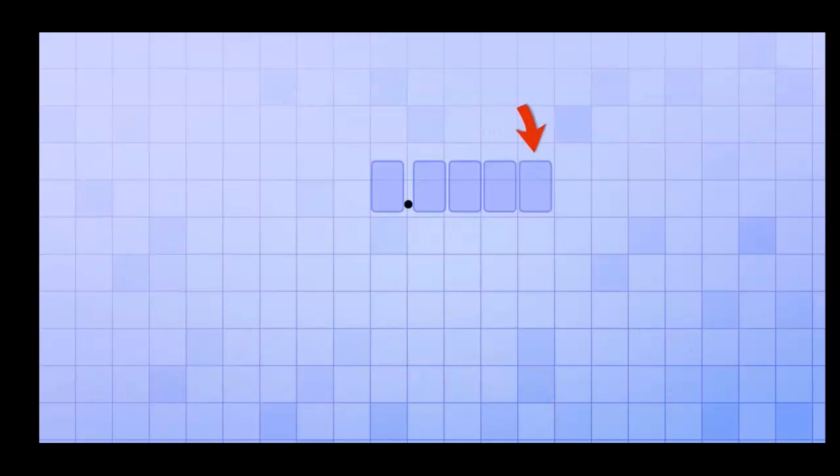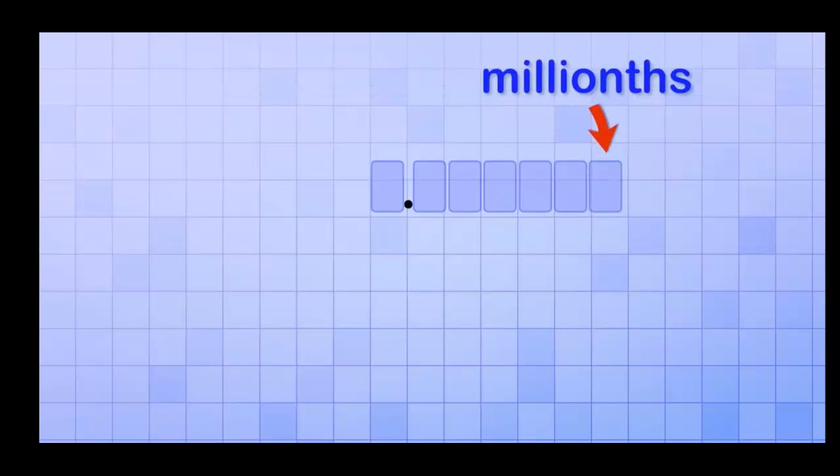And the next place over is 10 times smaller than that. It's called the ten-thousandth place. And then there's the hundred-thousandth place. There's a millionth place, and so on.